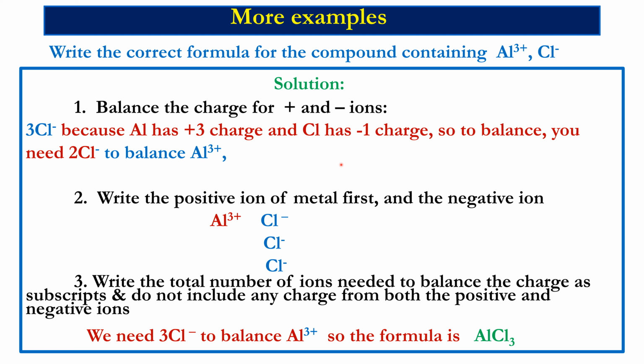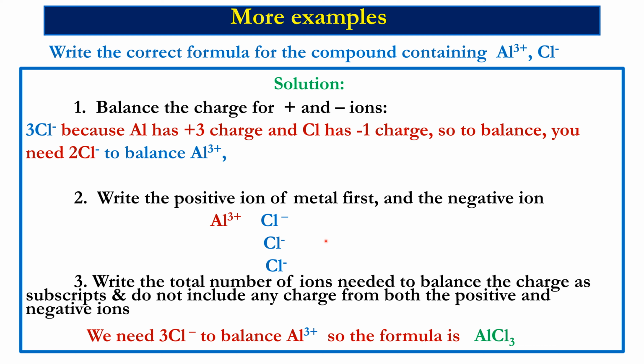So the next thing you do, you write the positive ion of metal first, followed by the negative ion. So positive is aluminium 3 plus. Because we need 3 Cl minus to balance aluminium 3 plus, we write 3 Cl minus, Al3 plus. So 3 plus, 3 minus will cancel each other.